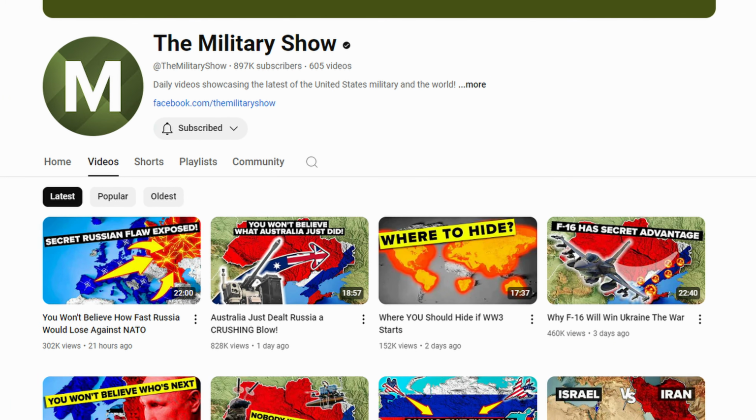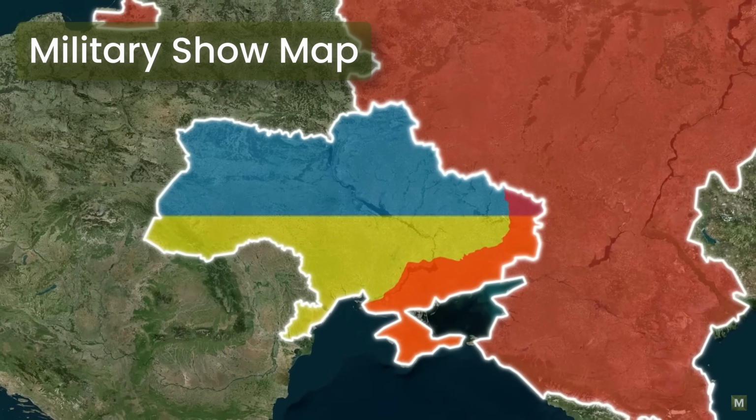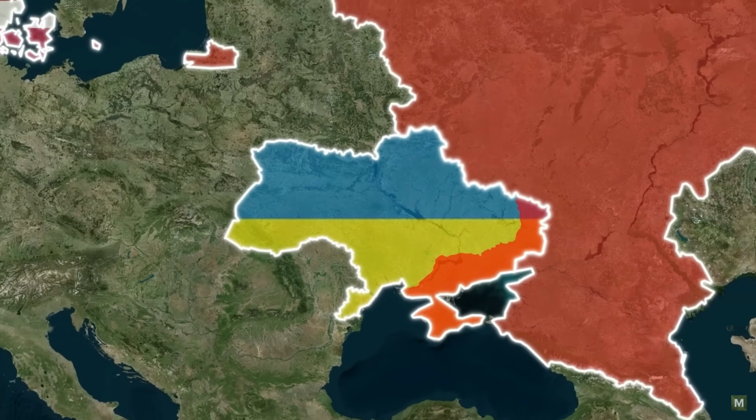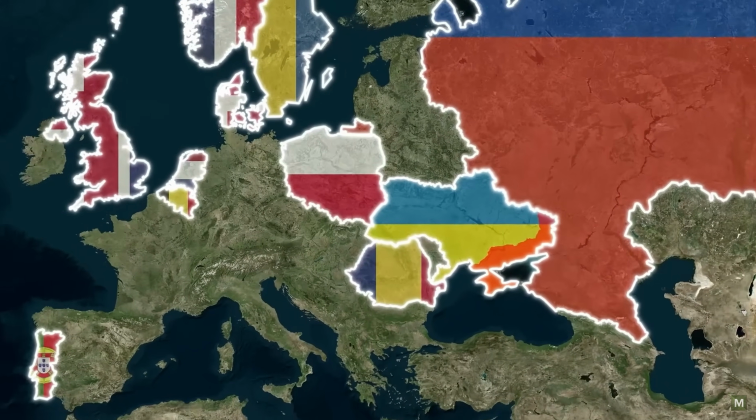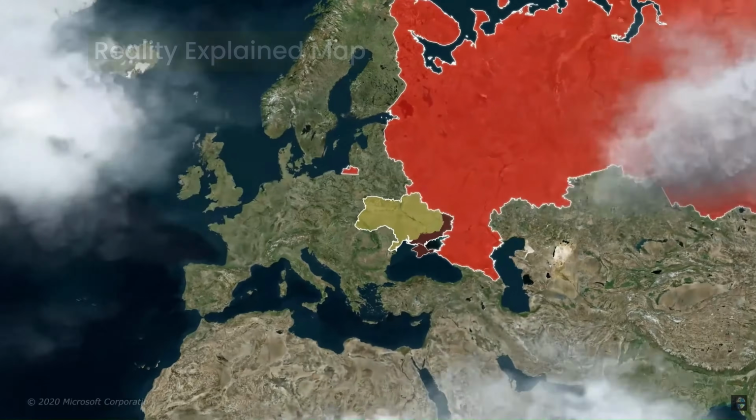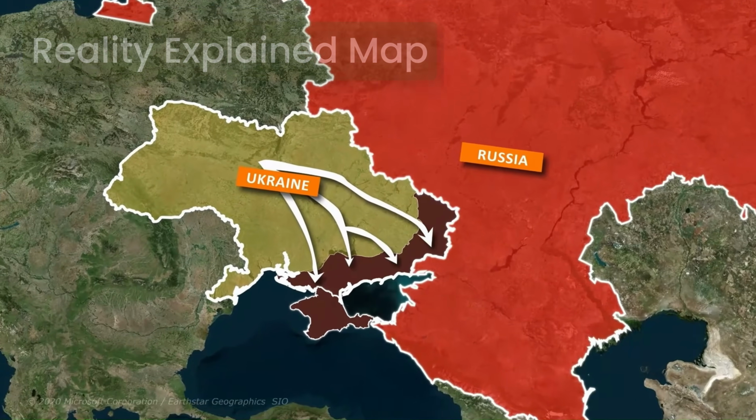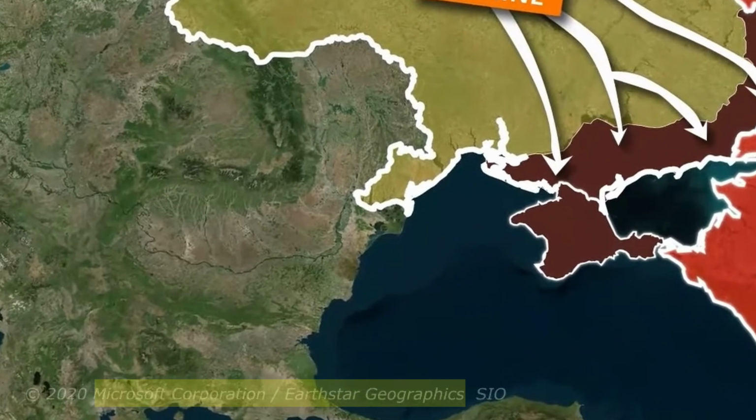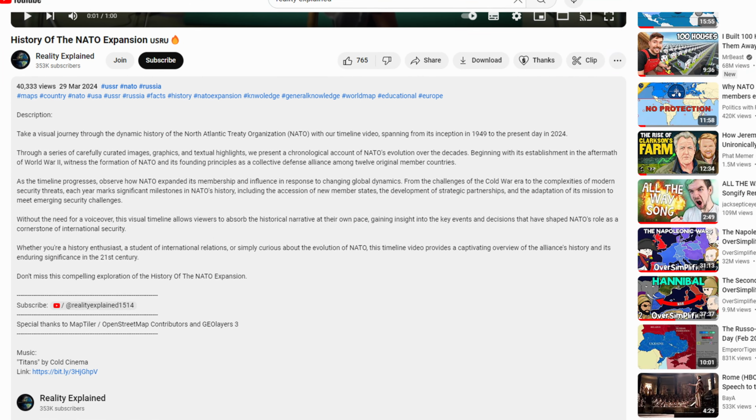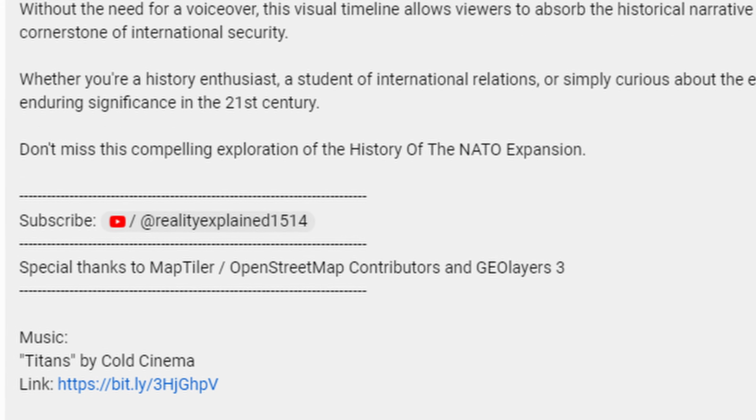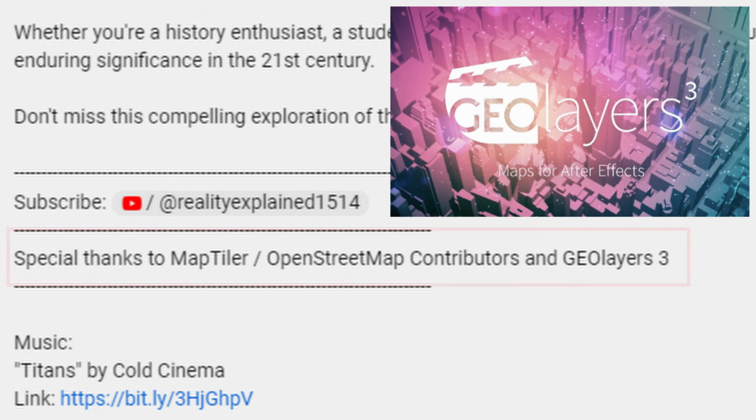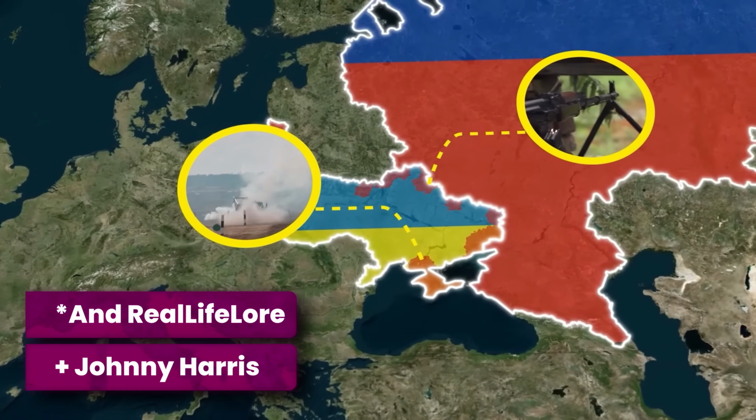Let's look at some channels like the Military Show. They have great satellite imagery, but nowhere does it say how they've done this. Although I do recognise this being from Bing Satellite. Other creators with similar animations have got a watermark at the bottom of their maps that reads Microsoft Corporation, Earthstar Geographics. The description also states, special thanks to Map Tyler, OpenStreetMap and Geolayers 3. This is probably how channels like the Military Show create their content.